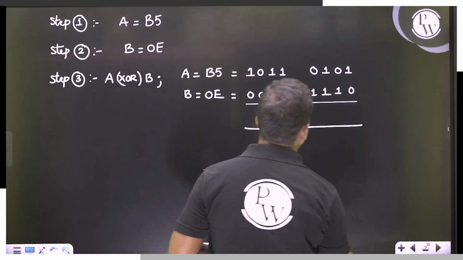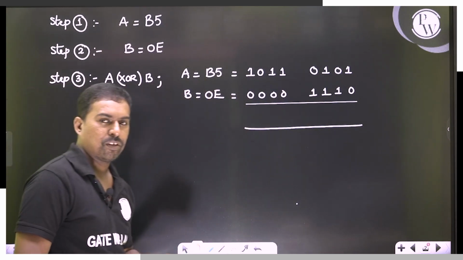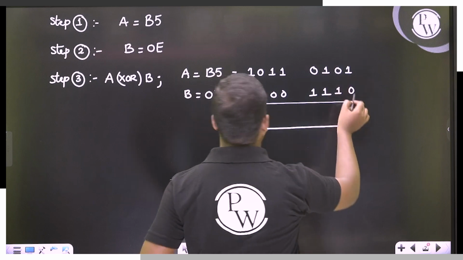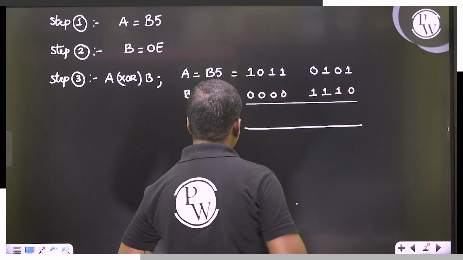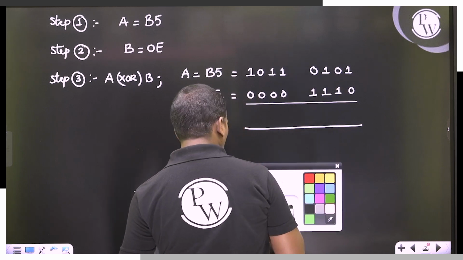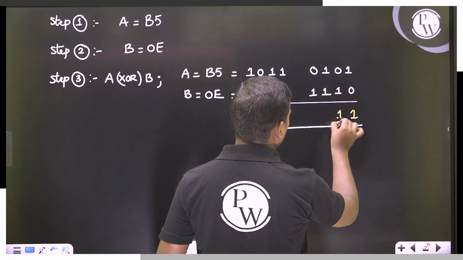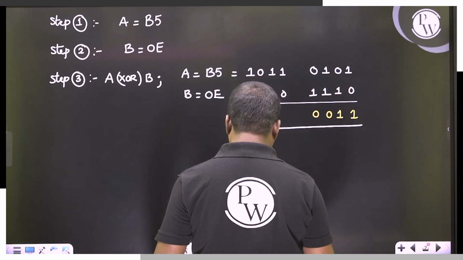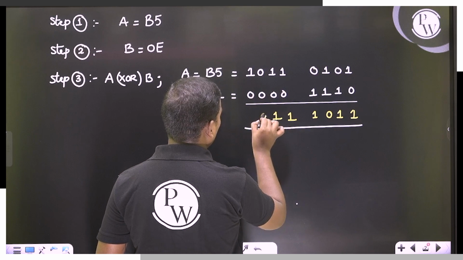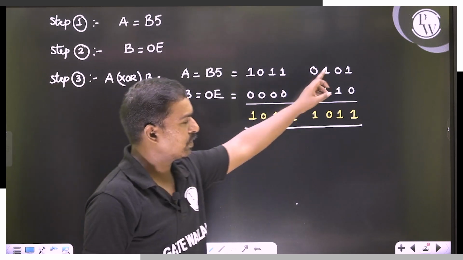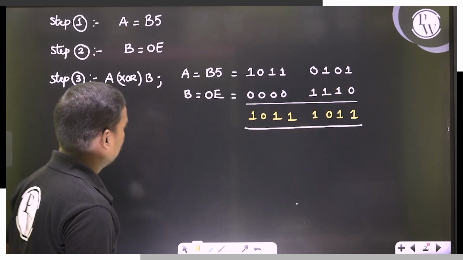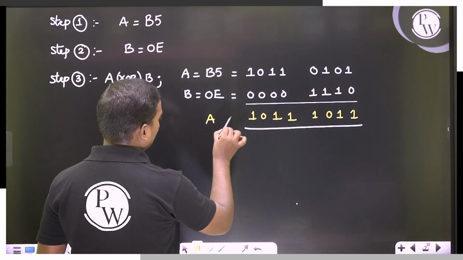When you do the XOR operation, I think all of you know how it works. Any one of the bits must be 1. If both the bits are the same, it will be 0. Once again, please check the A value and the B value, as there is a possibility of getting confused. 1 XOR 0 is 1, 1 XOR 0 is 1, 0 XOR 0 is 0, 0 XOR 0 is 0. If any one of them is equal to 1, then the result is 1. Once you get step 3, this is going to be the accumulator. Remember this.